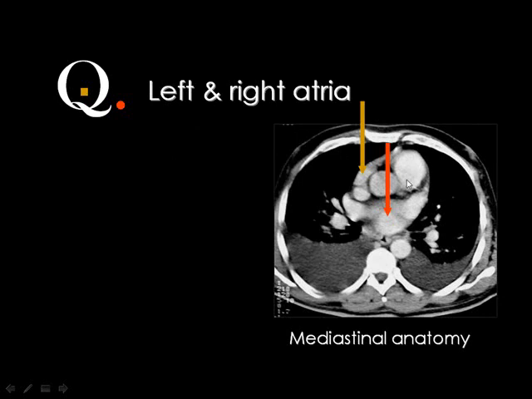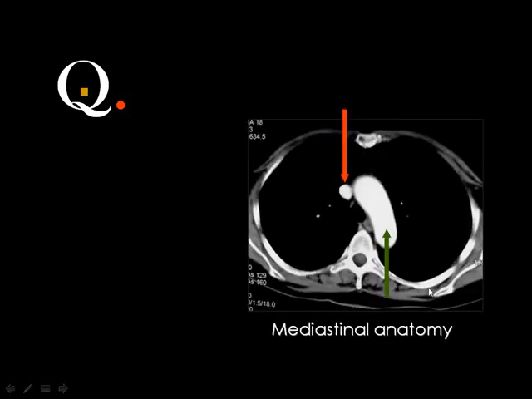Then what do you think of this cardiac chamber? Right atrium, and this one left atrium, and this is the esophagus, and this is descending aorta. Then what do you think of this? Arch of the aorta, and this one superior vena cava.